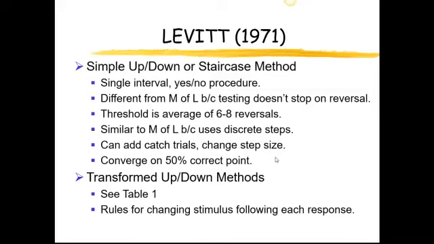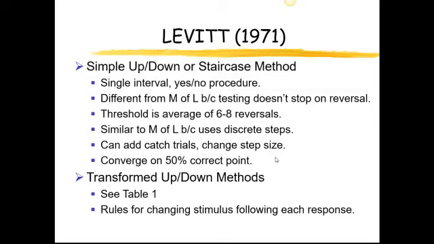So there was a study by Levitt in 1971, and he used a simple up-down or staircase method. He used a single interval yes-no procedure, and it was different from the method of limits because the testing didn't stop on the reversal. Remember back when we were talking about the method of limits, we stopped as soon as they said yes, they heard it on an ascending, or no, they didn't hear it on a descending. So this was a little bit different.